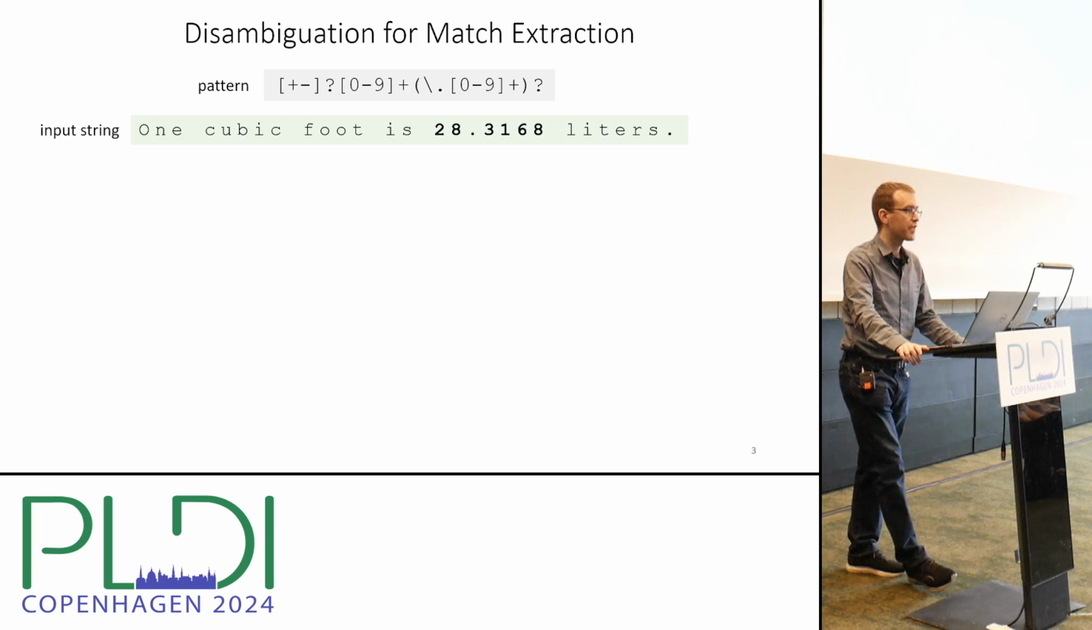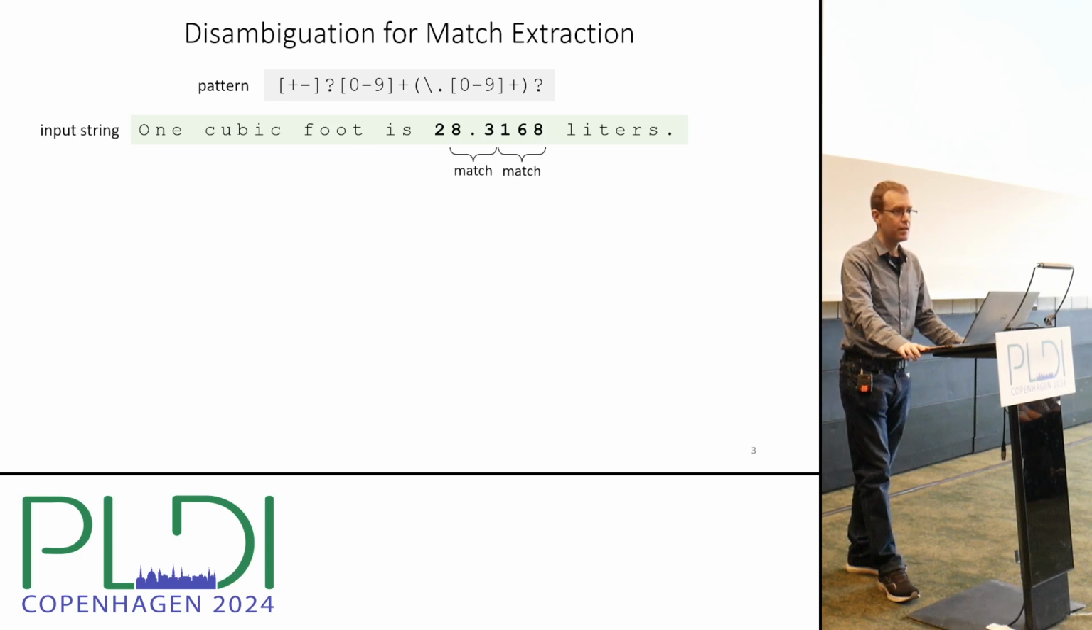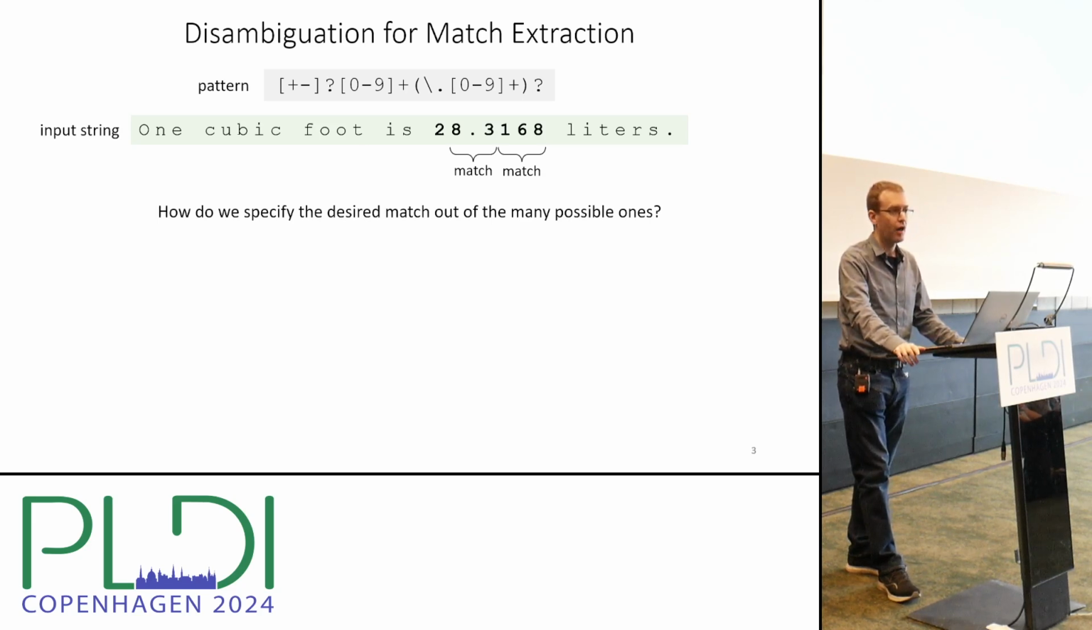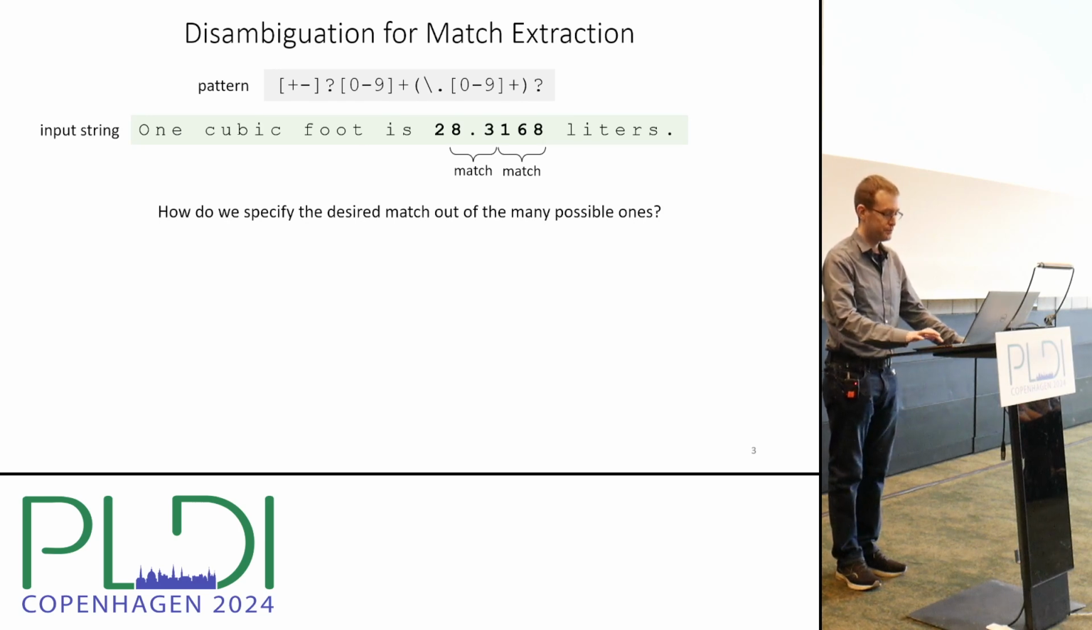So here is a piece of text from which we would like to extract the substring 28.3168. But notice that the substring 8.3 is also a match for the pattern. And so is the substring 168. In fact, there are many more substrings that are matches for the pattern, but we care for none of them. So how do we specify the desired match out of the many possible ones?